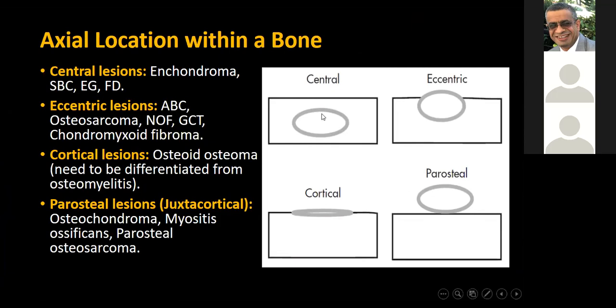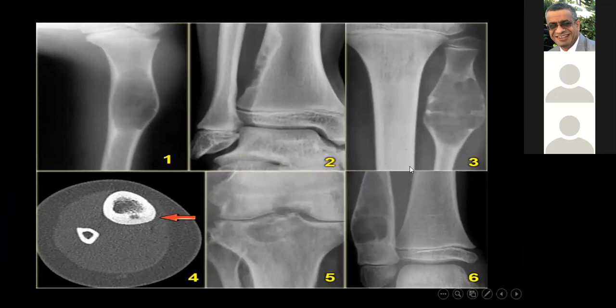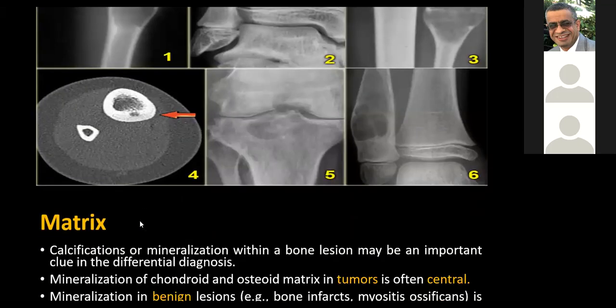Axial location within a bone: either central, eccentric, cortical, or periosteal. This is a case of central solitary bone cyst, and this is an eccentric aneurysmal bone cyst, and this is a case of osteoma within the cortex of the tibia.